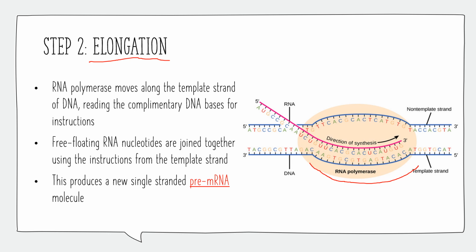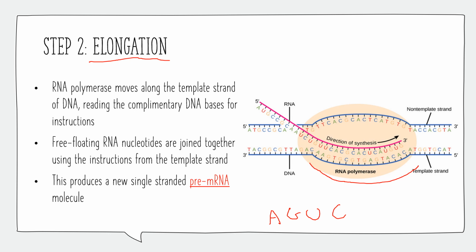Then we're going to have these free-floating nucleotides. Remember, we're going to have our G, our A, our G, our U and our C nucleotides free-floating in the nucleus. They're going to be joined together to make this mRNA strand.